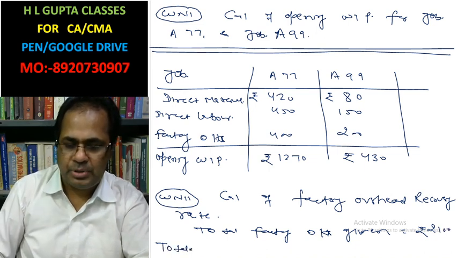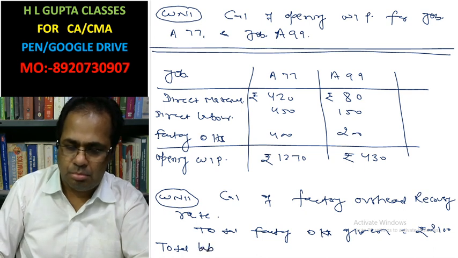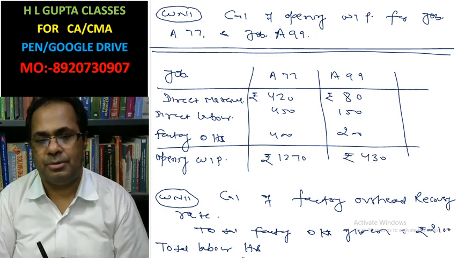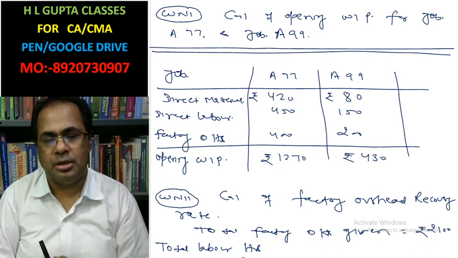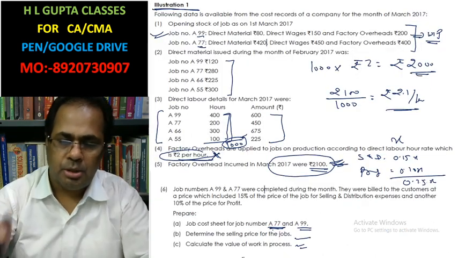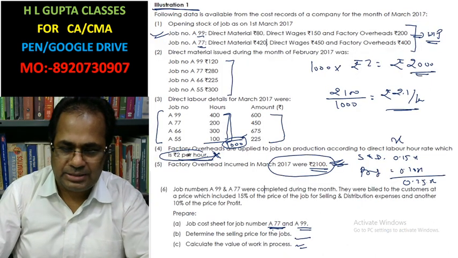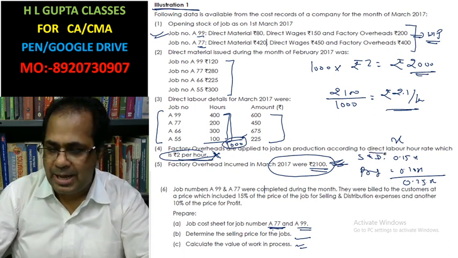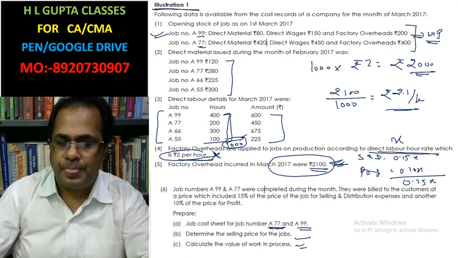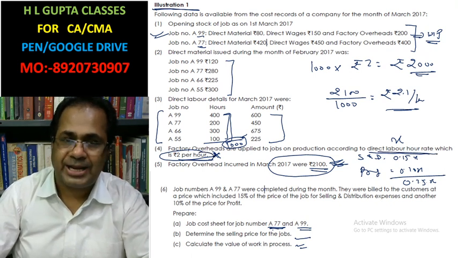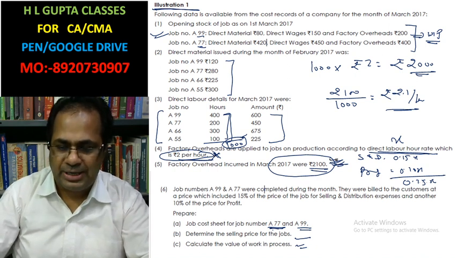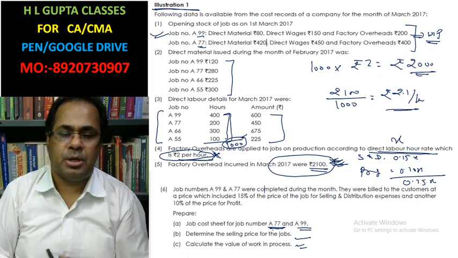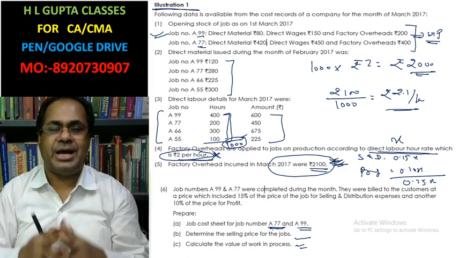Total labor hours. Why am I going to calculate labor hours? Because the question says factory overhead is applied to jobs for production costing on the direct labor hour basis at rupees 2. It is not correct, because the total factory overhead given here is 2100, and it is recovered on the basis of direct labor hours. So we need to calculate total direct labor hours.